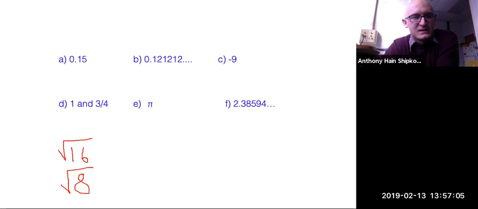Ed's saying A, D, and C. You're missing one, Ed. Can it be B as well? It's actually A, B, C, and D. Okay? Easy one. 1 3/4 already has a fraction. So it's automatically rational. We'll just put an R there for it.